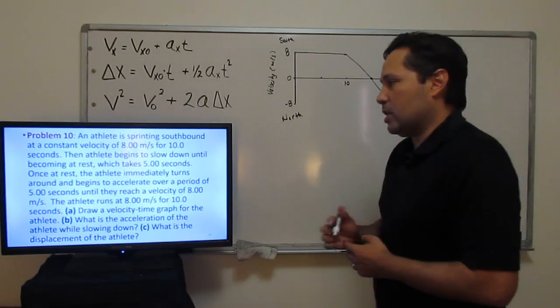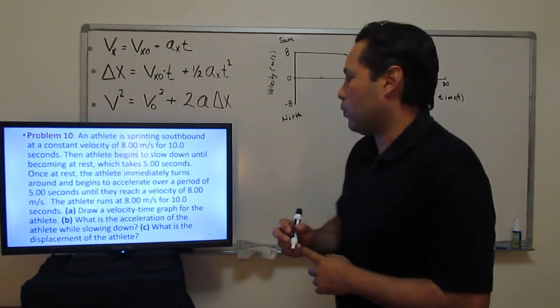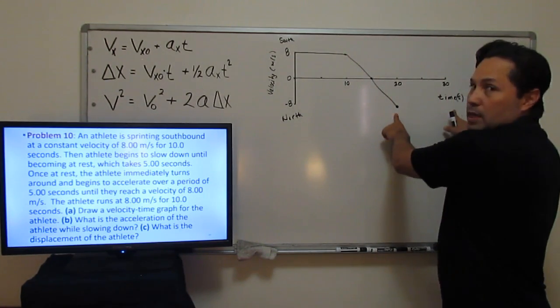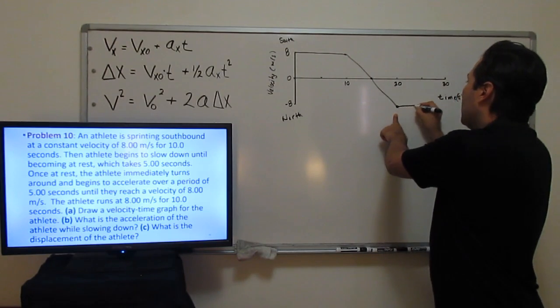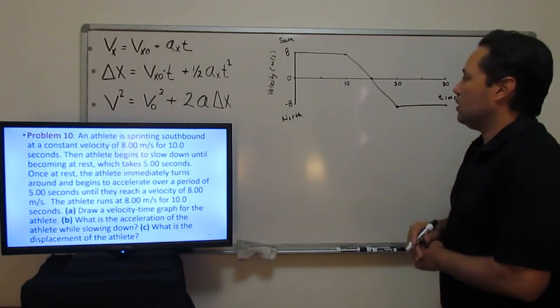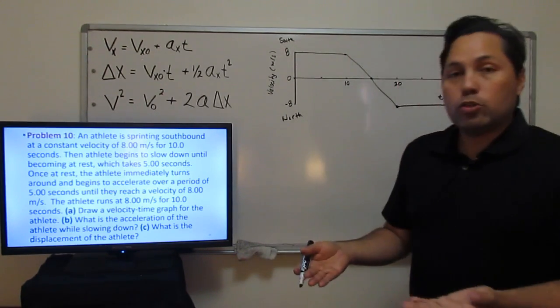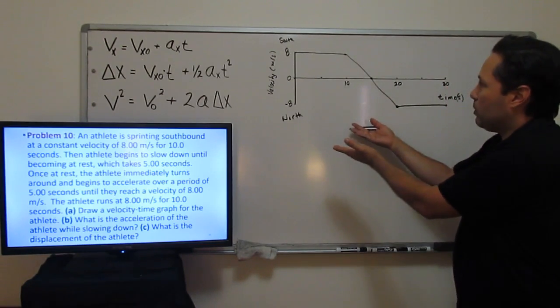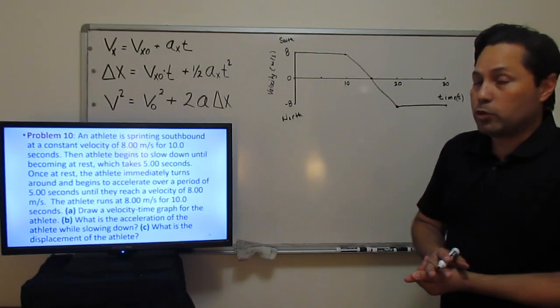Alright, once he reaches that speed, the athlete runs at 8 meters per second for 10 seconds. So from 10 to 20, that's your extra 10 seconds at 8 meters per second. And there we have it. So in A, draw a velocity time graph. That would be your answer for A. Now let's move on to part B.